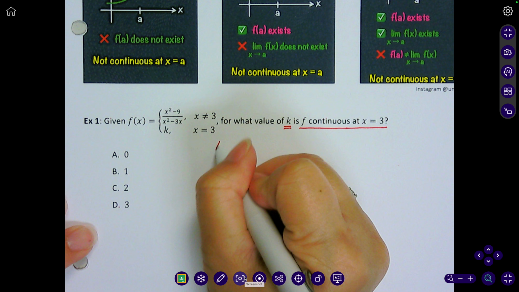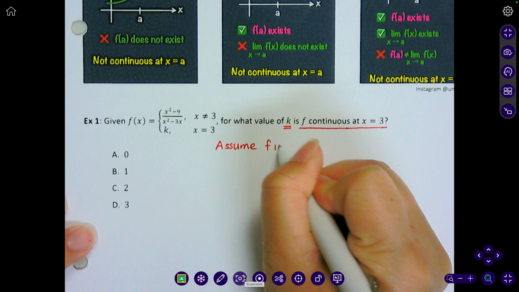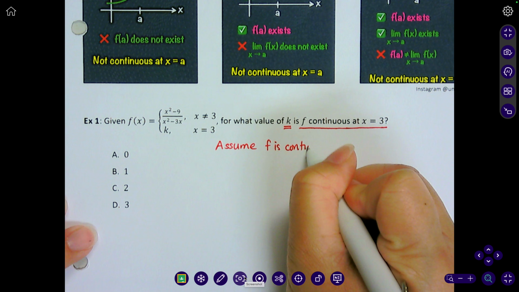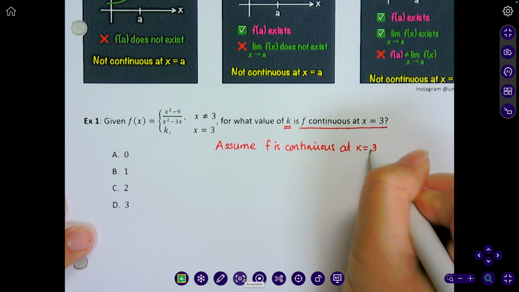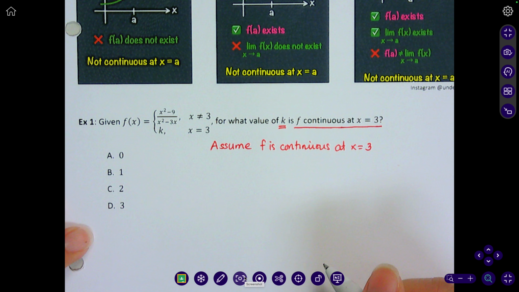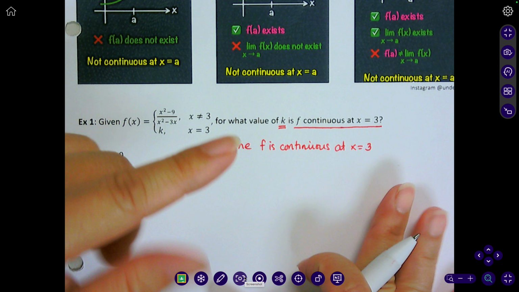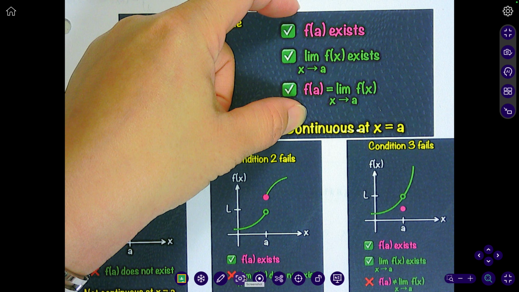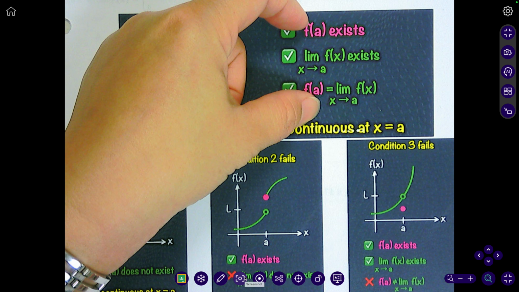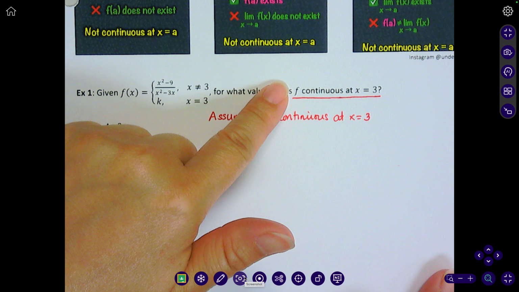Okay? So we're going to write this. We're going to assume f is continuous at x equal to 3. Okay? And we're going to use that to find k. Now, if f is continuous at x equal to 3, that must mean that all three conditions are met. Are we good? So we're going to use that fact to find my k.